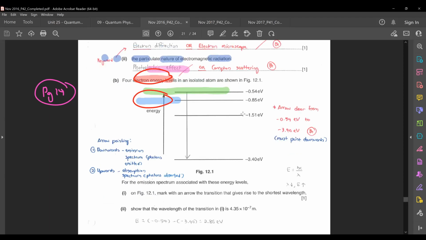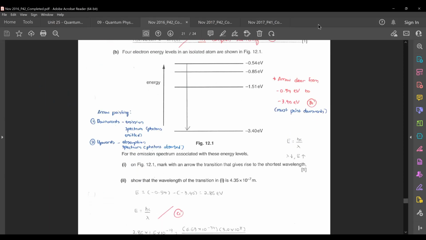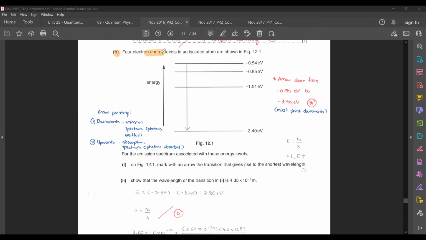Now, if you then move on to part B, you have 4 electron energy levels in an isolated atom shown. For an emission spectrum associated with these levels, on the figure, mark with an arrow the transition that gives rise to the shortest wavelength. Since this one is an emission spectrum, as I mentioned to you, the arrow should be drawn downwards. You must draw it downwards. You want the transition that gives you the shortest wavelength.